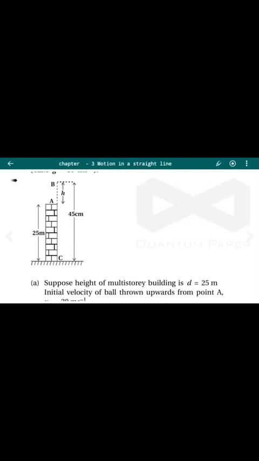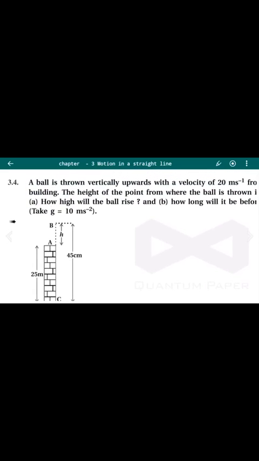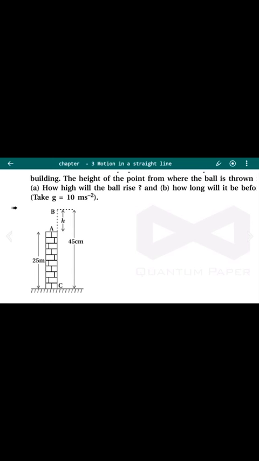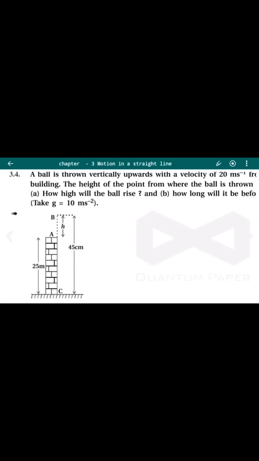So here AC is the multi-story building and its height is about 25 meter. The first thing that you need to find is how high will the ball rise, right? That means from the point A, the ball is thrown in the upward direction. So it will be covering some distance above the surface of the building and then it will fall down to the ground.